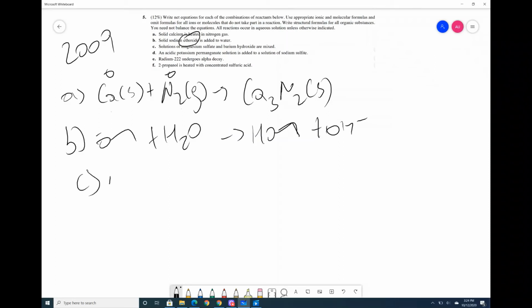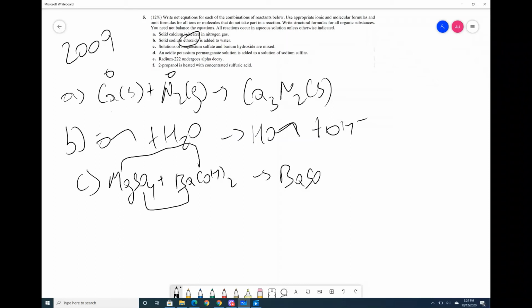Solution of magnesium sulfate plus barium hydroxide. So like a precipitation reaction, I think. Yeah. Double displacement, barium sulfate solid, and magnesium hydroxide solid.